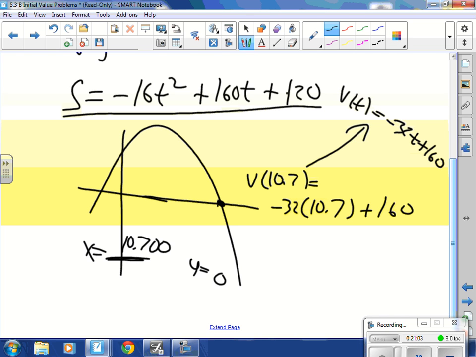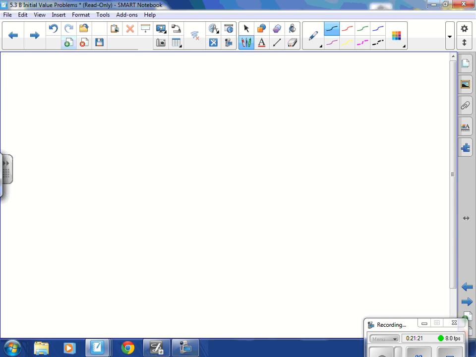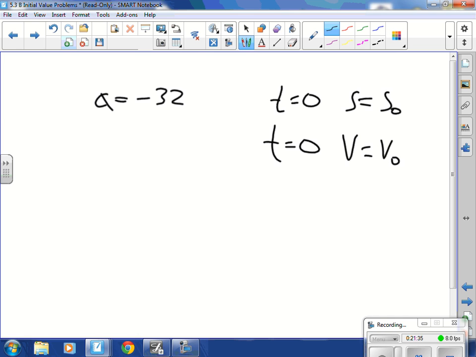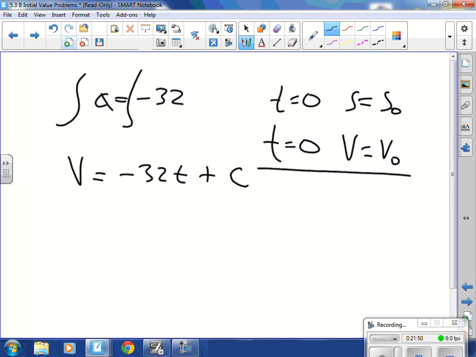Mary, was that a question? Yeah. Go ahead. But it was from the one in our packet. I don't understand, if they didn't give us the numbers, how do we do it? Okay, the one in your packet is asking you to find the formula in general. We know the acceleration due to gravity is negative 32. Then they're telling you when time equals 0, the position is going to be called S0, and when time equals 0, the velocity is going to be called V0. So as you go through this process, you're going to get V equals negative 32t plus some constant. Now, when I use this, I have V0 has to equal negative 32 times 0 plus c.